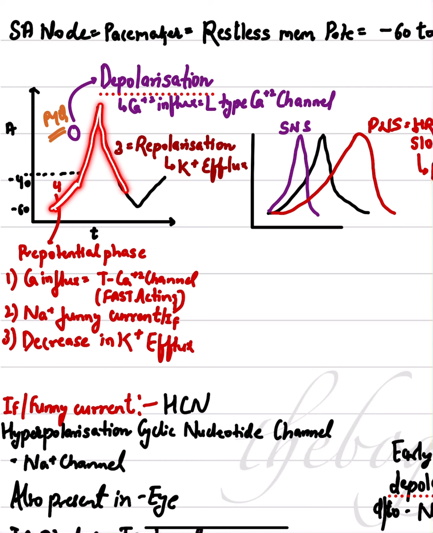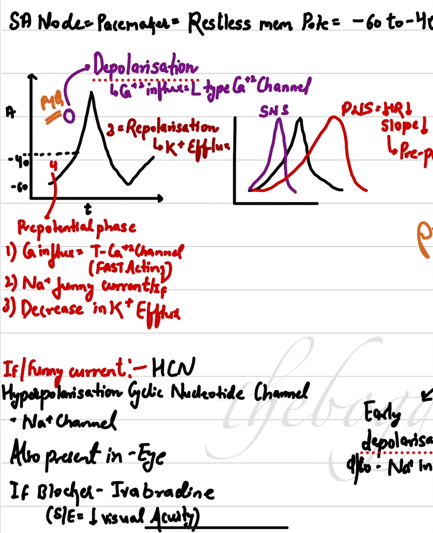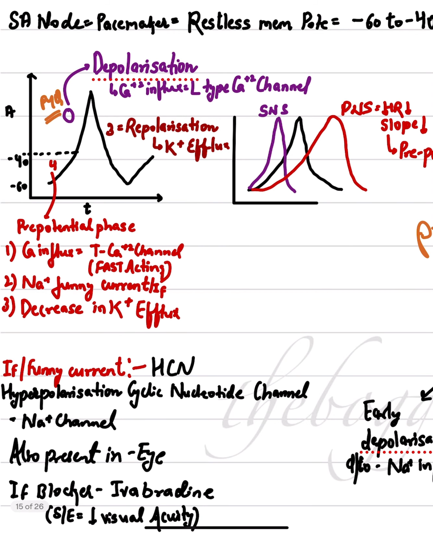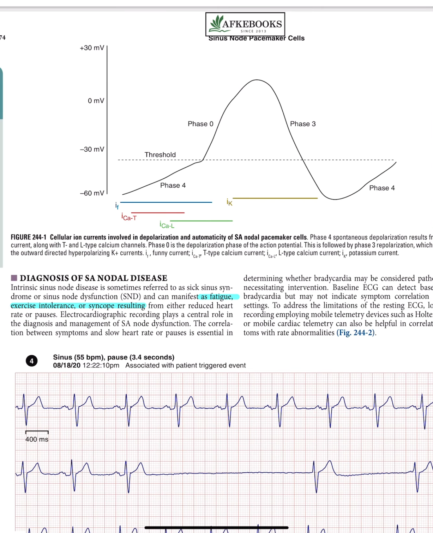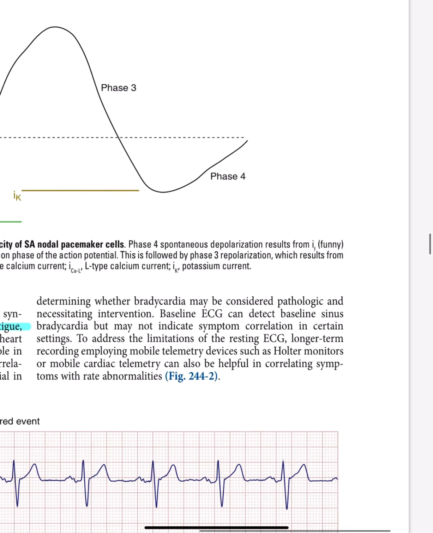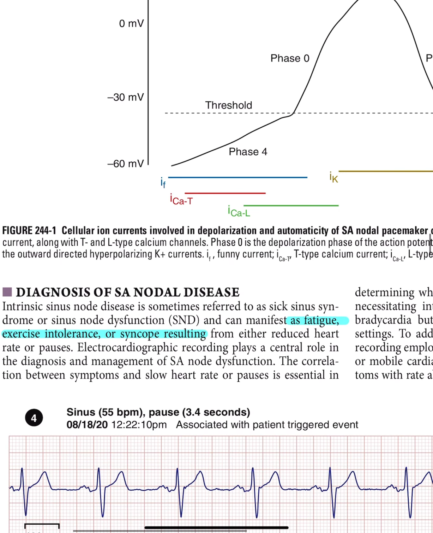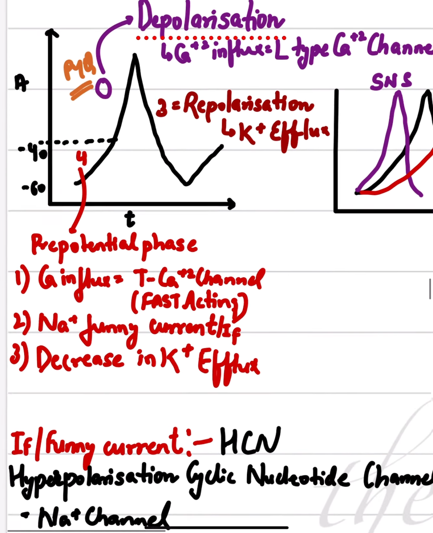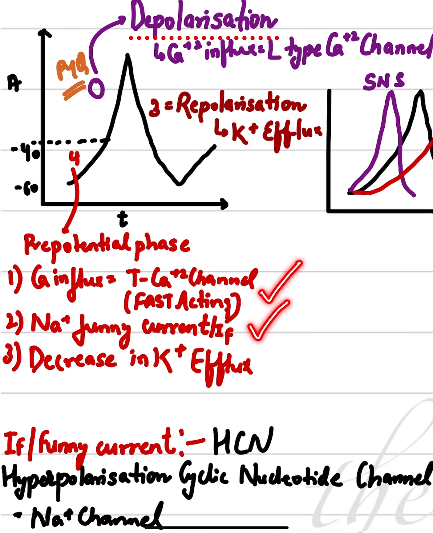Okay, in this we have phase 4, 0, 3, again phase 4. This is phase 4. It is the pre-potential phase, due to calcium influx by the T calcium channel, sodium funny current, and decrease in potassium efflux. There are three causes of the prepotential phase. The main causes are calcium influx by the T calcium channel and sodium funny current. Harrison book mentions that phase 4 results from the funny channel along with both T and L type channels. Okay, remember this if they confuse you. So phase 4 is by T and L type channels, sodium funny current, IF channel, and decrease in potassium efflux.